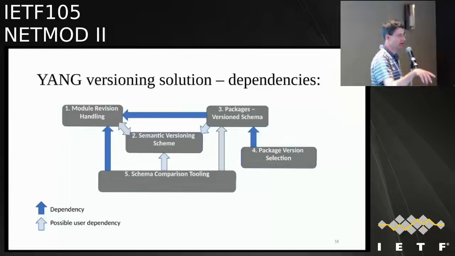I will talk about the package version schema draft after that. Rashad will talk about the package version selection. The two that we're not covering in any more detail today are the semantic versioning scheme, that's based on what was there before but we haven't written it yet, and the schema comparison tooling, that we haven't really looked at in great detail.